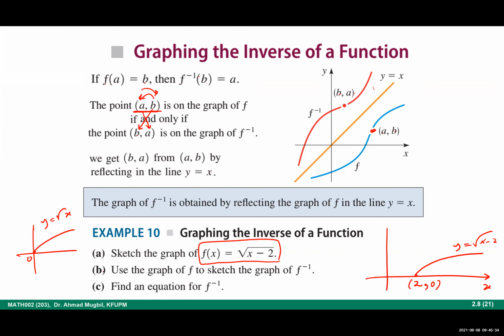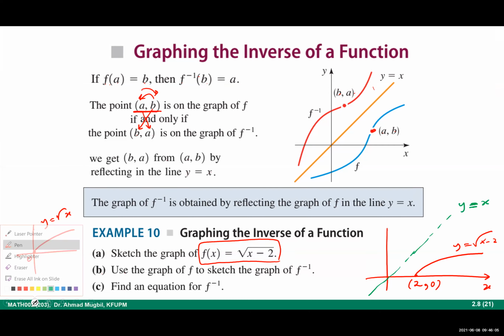Now, in the second part, he said use the graph of the function to sketch the graph of the inverse. How to do that without having the inverse? Of course, he asks for the inverse in the last part. So if you have the inverse, you can sketch the graph. This is not difficult. How to obtain the inverse from the graph of this? What you need to do is draw the line y equals x. So here, this is y equals x, the same line that we had before.